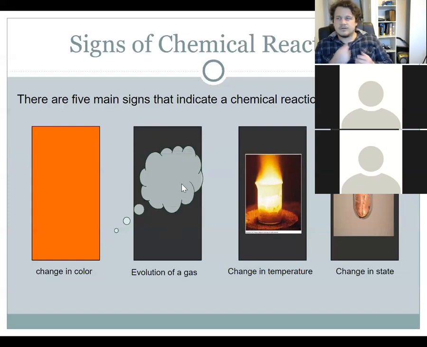So, evolution of a gas. If I stick aluminium foil into bleach, the aluminium foil is broken down partly, and hydrogen gas is produced.